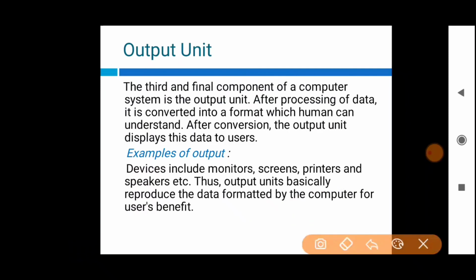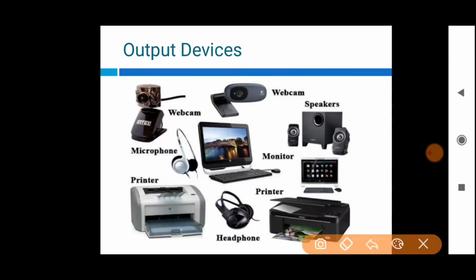The third and the final component of the computer system is the output unit. After the data has been processed by the control unit, it gets converted into a format which humans can understand. Now the data has become information and it is ready to be presented to the user. So the output unit displays this information to the user. Examples of the output unit include monitors, screens, printers, speakers. These are some of the examples of the output devices.